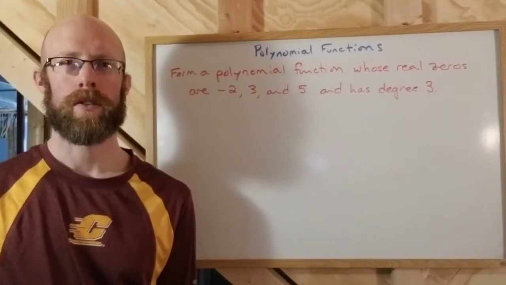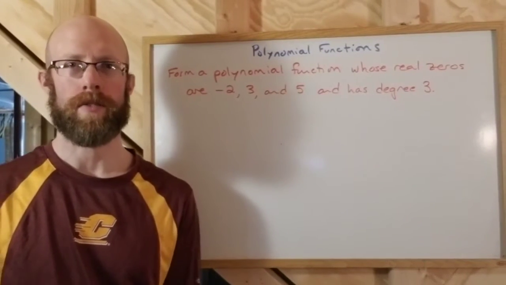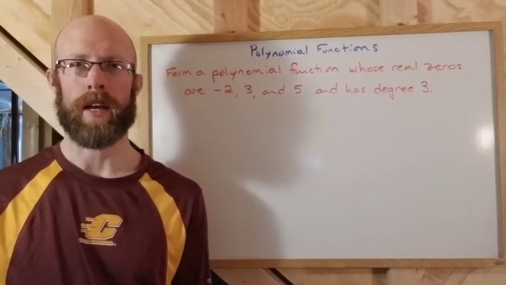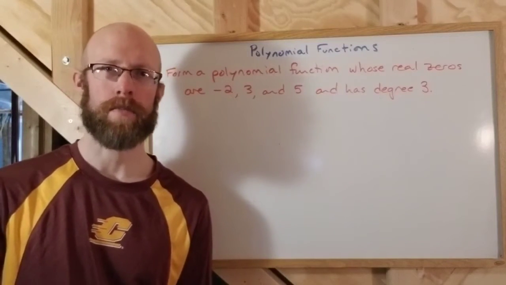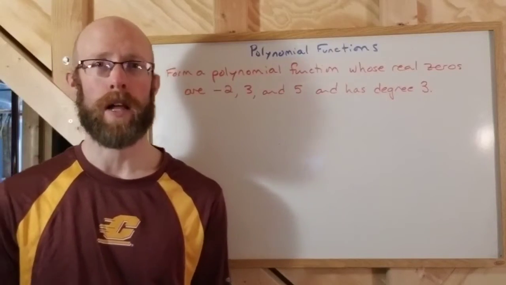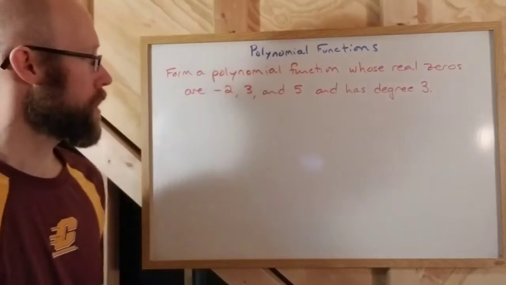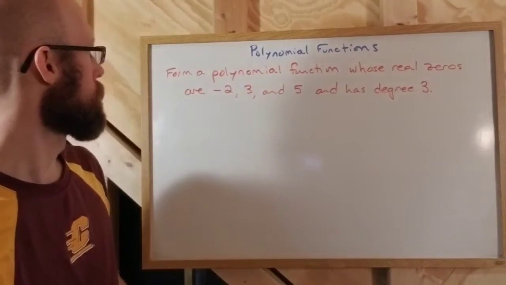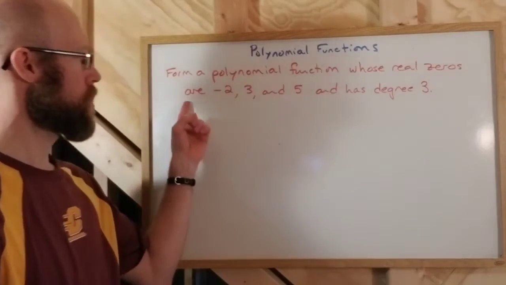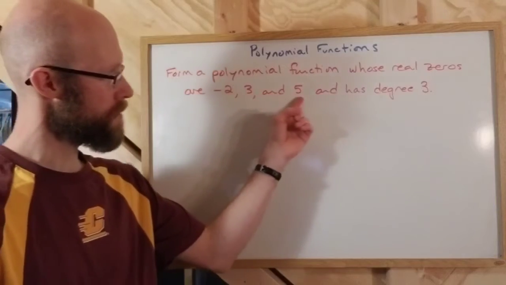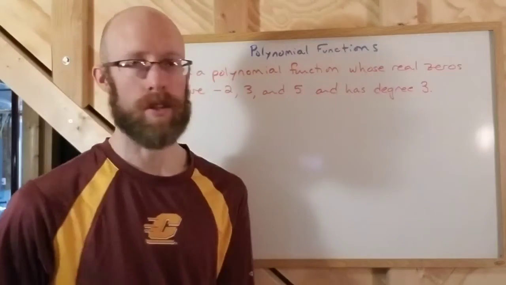Now we're going to take a look at putting all this stuff into use that we've been talking about: the end behavior, the real zeros, the x-intercepts, and the degree of a polynomial. Okay, so here I have a problem. It says form a polynomial function whose real zeros are -2, 3, and 5, and has degree 3.